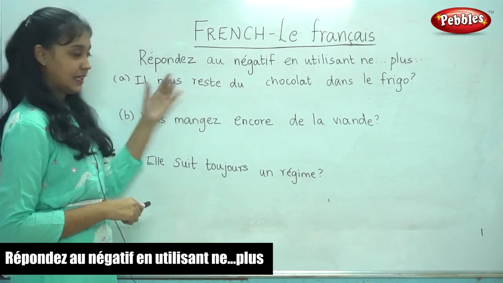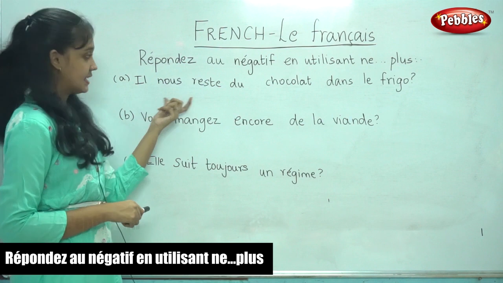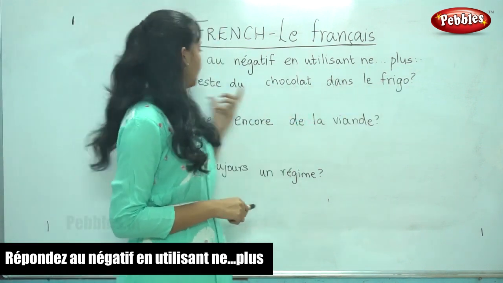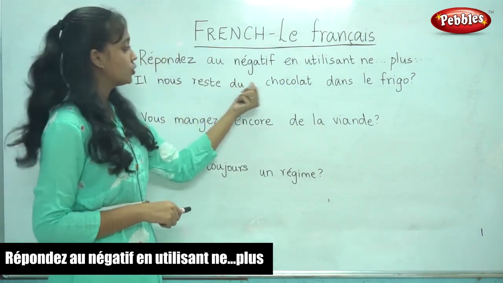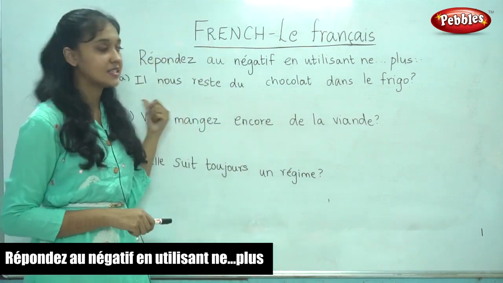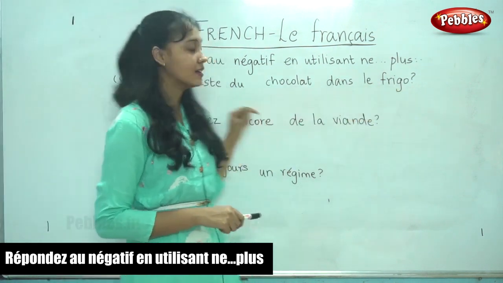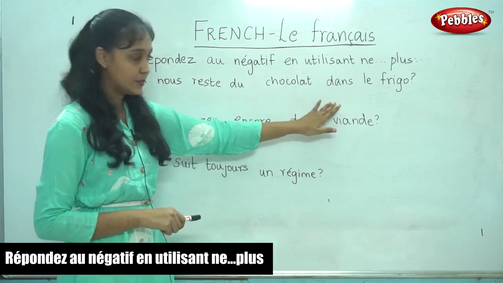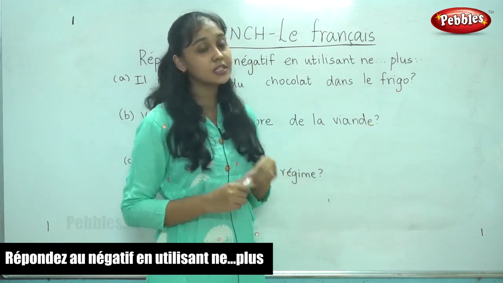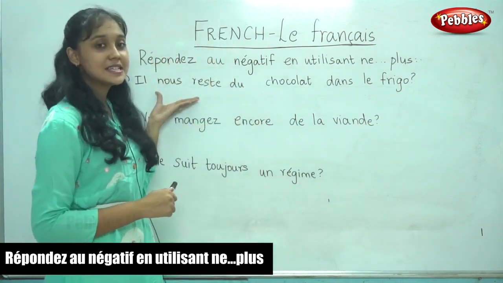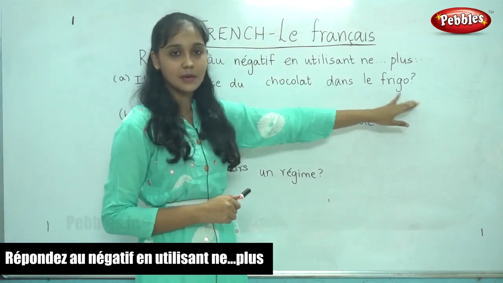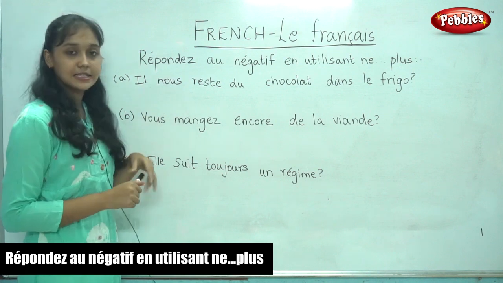Il nous restait du chocolat dans le frigo. Now how do we know that this is a question? We have a question mark at the end. It is a normal statement with a question mark at the end. I have already taught you how to ask questions. This is the statement type of question. You write a statement with a question mark. Now, how do we answer this?